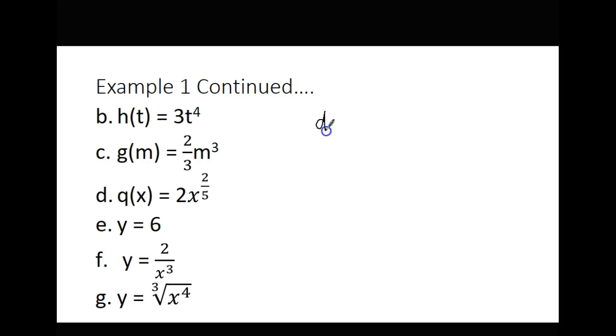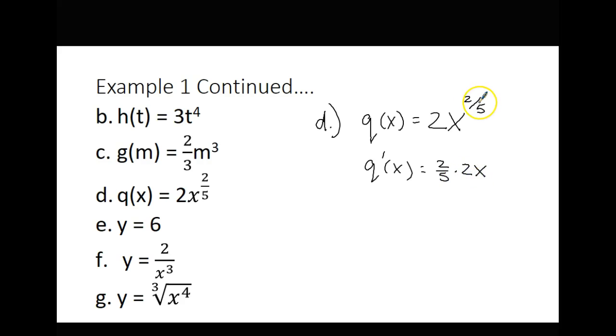Part D says Q of x is equal to 2x to the 2/5. Okay. So what am I going to multiply to the front if I want to find the derivative? What is it? 2/5 times 2, right? And what's this going to be if I take 1 away from it? See, that little shortcut's nice. We don't have to go do math on the side now. We just, oh, it's -3/5. Okay?